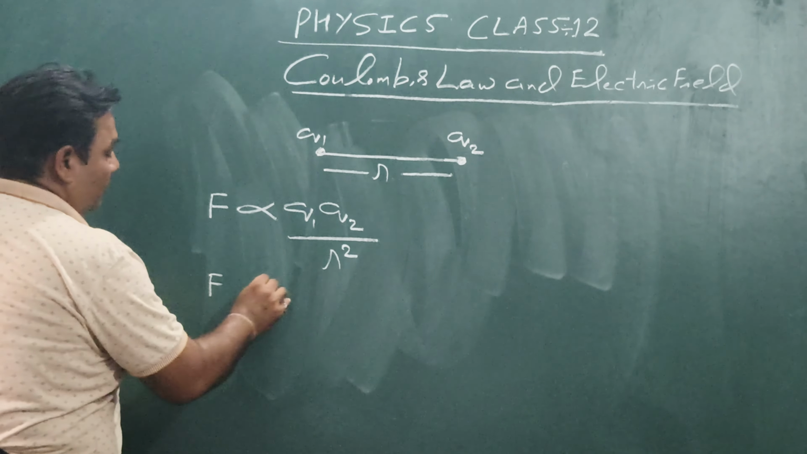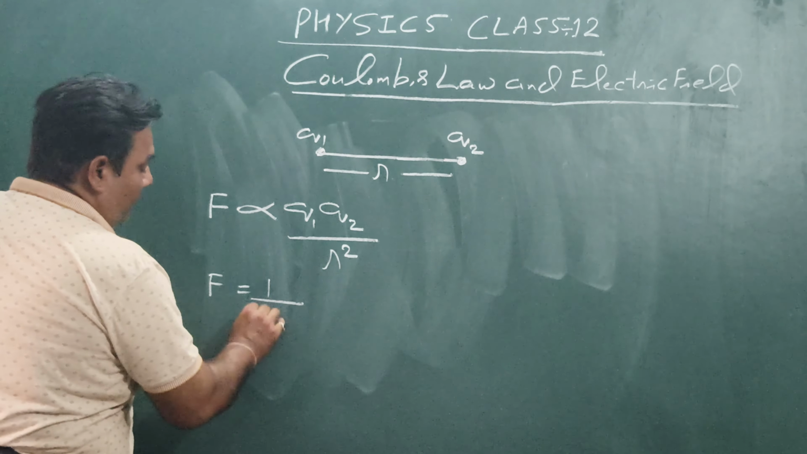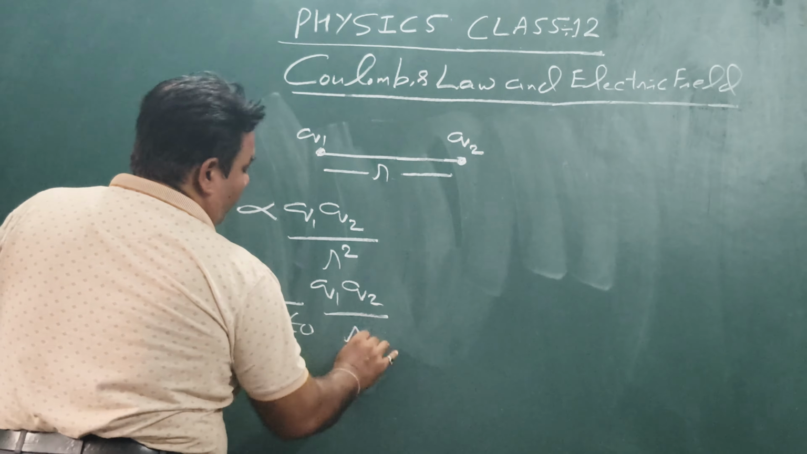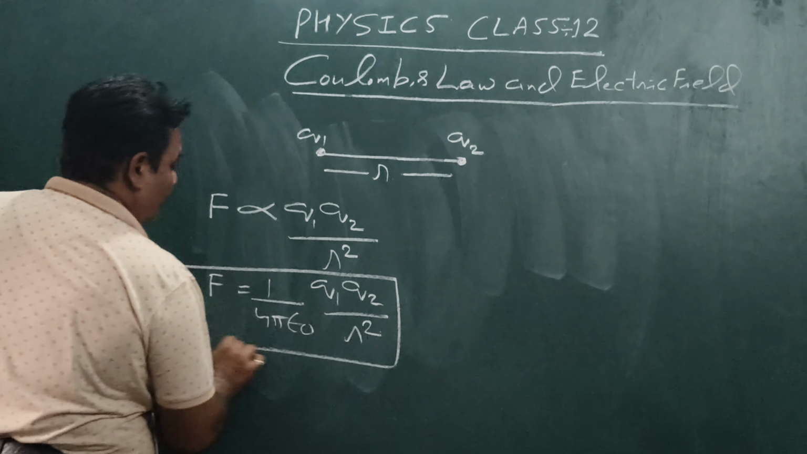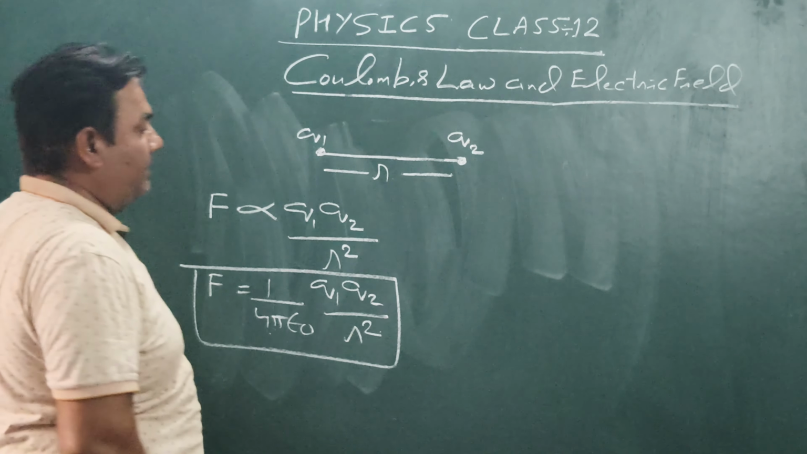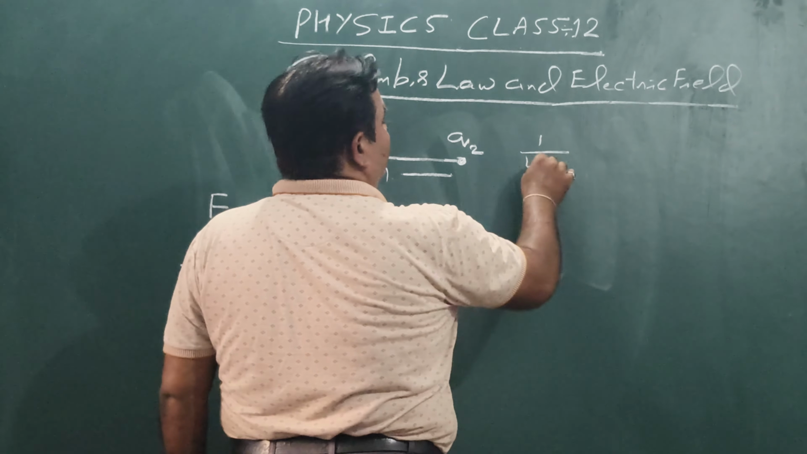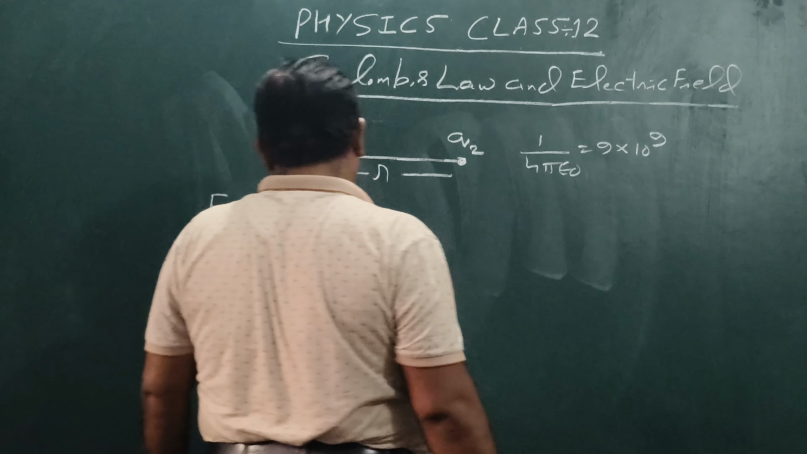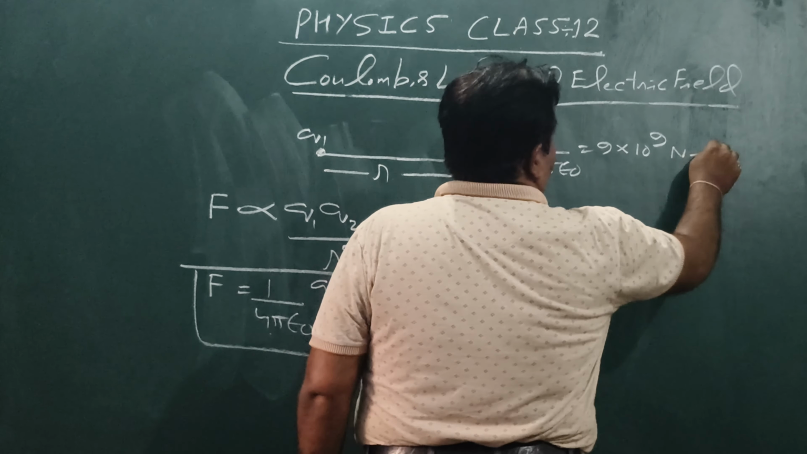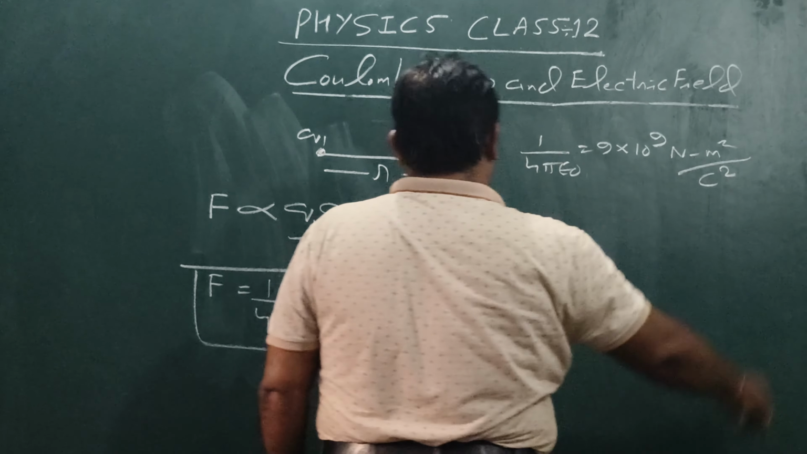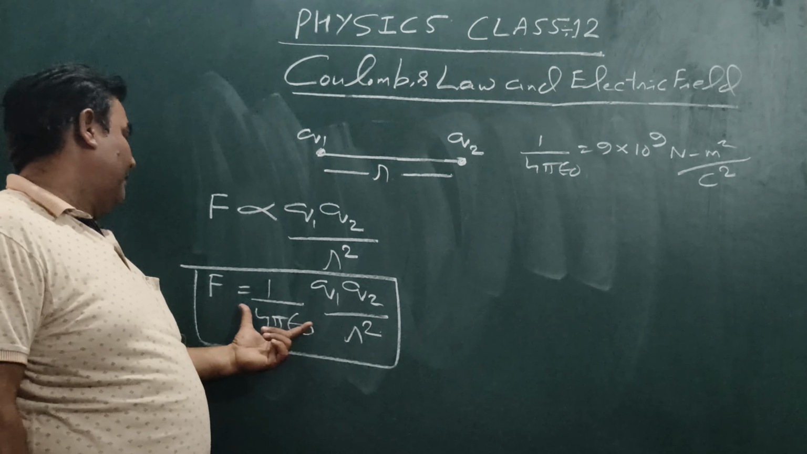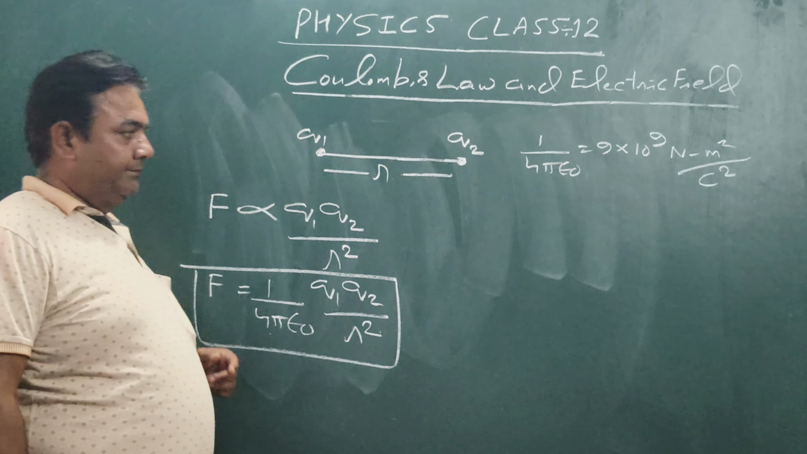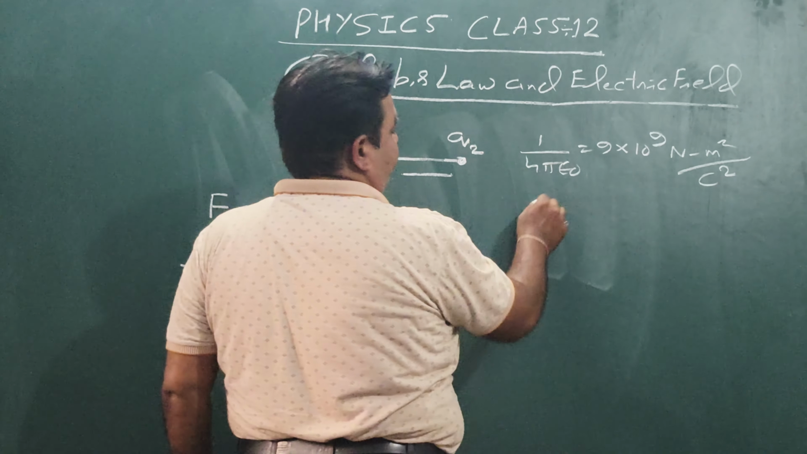When proportionality is removed, we apply a constant. The value of the constant is 1 upon 4 pi epsilon naught, so F is 1 upon 4 pi epsilon naught times Q1 Q2 upon r square. Here 1 upon 4 pi epsilon naught is a constant, and its value is 9 into 10 to the power 9 Newton meter square upon Coulomb square. The unit is taken from this formula: 1 upon 4 pi epsilon naught is in Newton meter square upon Coulomb square.